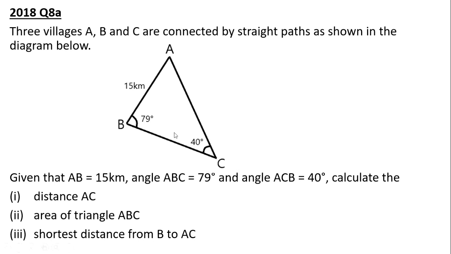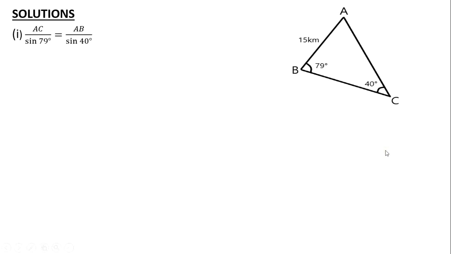Now, since two angles have been given, it means we can use the sine rule. So we are going to say AC over sine 79 degrees will be equal to AB over sine 40 degrees. We don't know what AC is. Where there's AB, we'll replace 15. And then we'll cross multiply. To find AC, we have to divide both sides by sine 40 degrees.